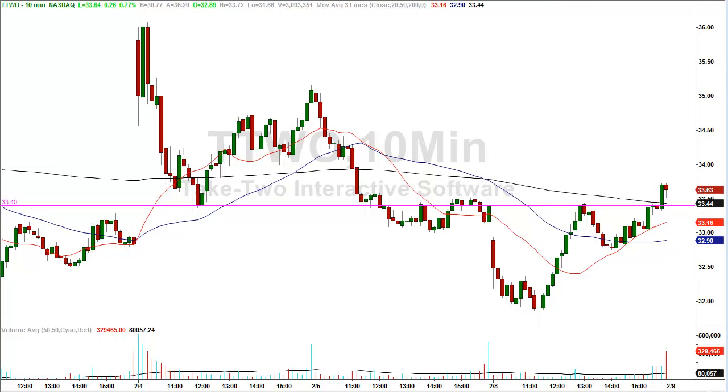Hey folks, David Frost, LazyGapTrader.com, and in this video I want to show you an example of how we get another bite at the apple on one of the morning gap trades and how it came back to fill a gap.